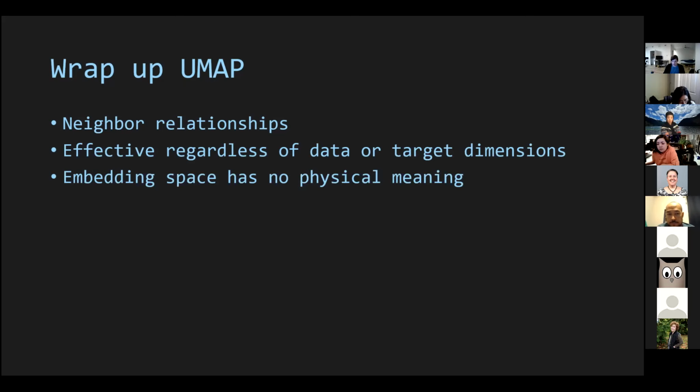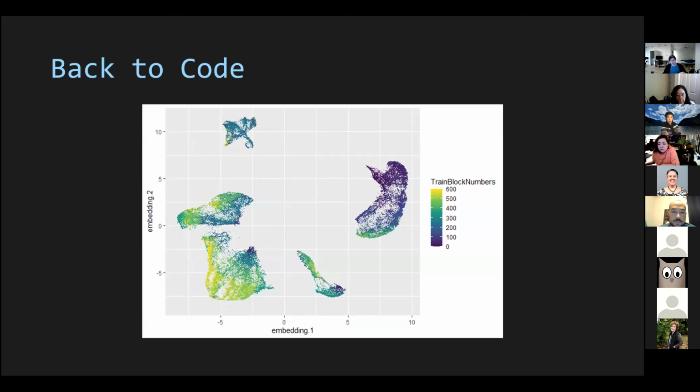But the space itself that you end up with really doesn't have any physical meaning. It's not like you can say, oh, this means that it's these and these genes that have effect. As convoluted and hard as it is to tease out in PCA, impossible here. And so UMAP is much better at clustering things.